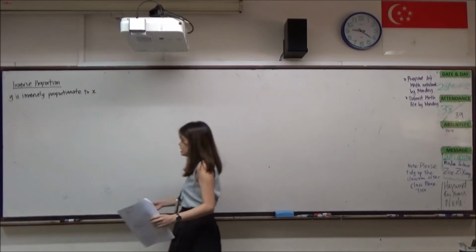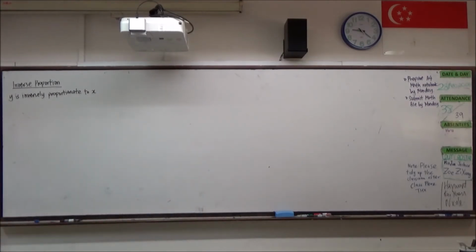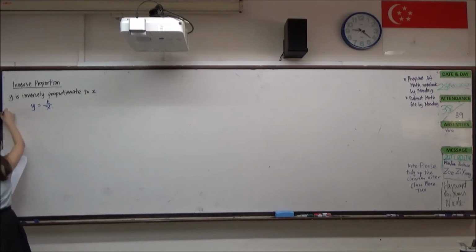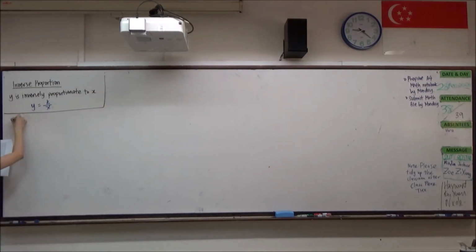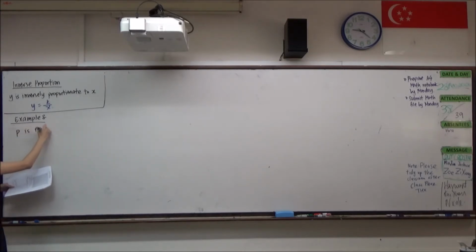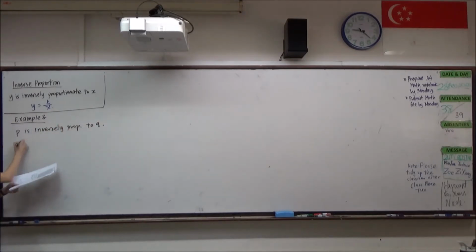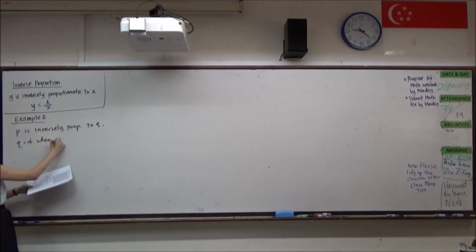Inverse proportion already. So when we say that y is inversely proportional to x, how do we form the mathematical statement? y equals k over x. Very good. So let's look at example 8. Example 8 says that given that P is inversely proportional to Q, and then Q is equal to 4 when P is equal to 3.